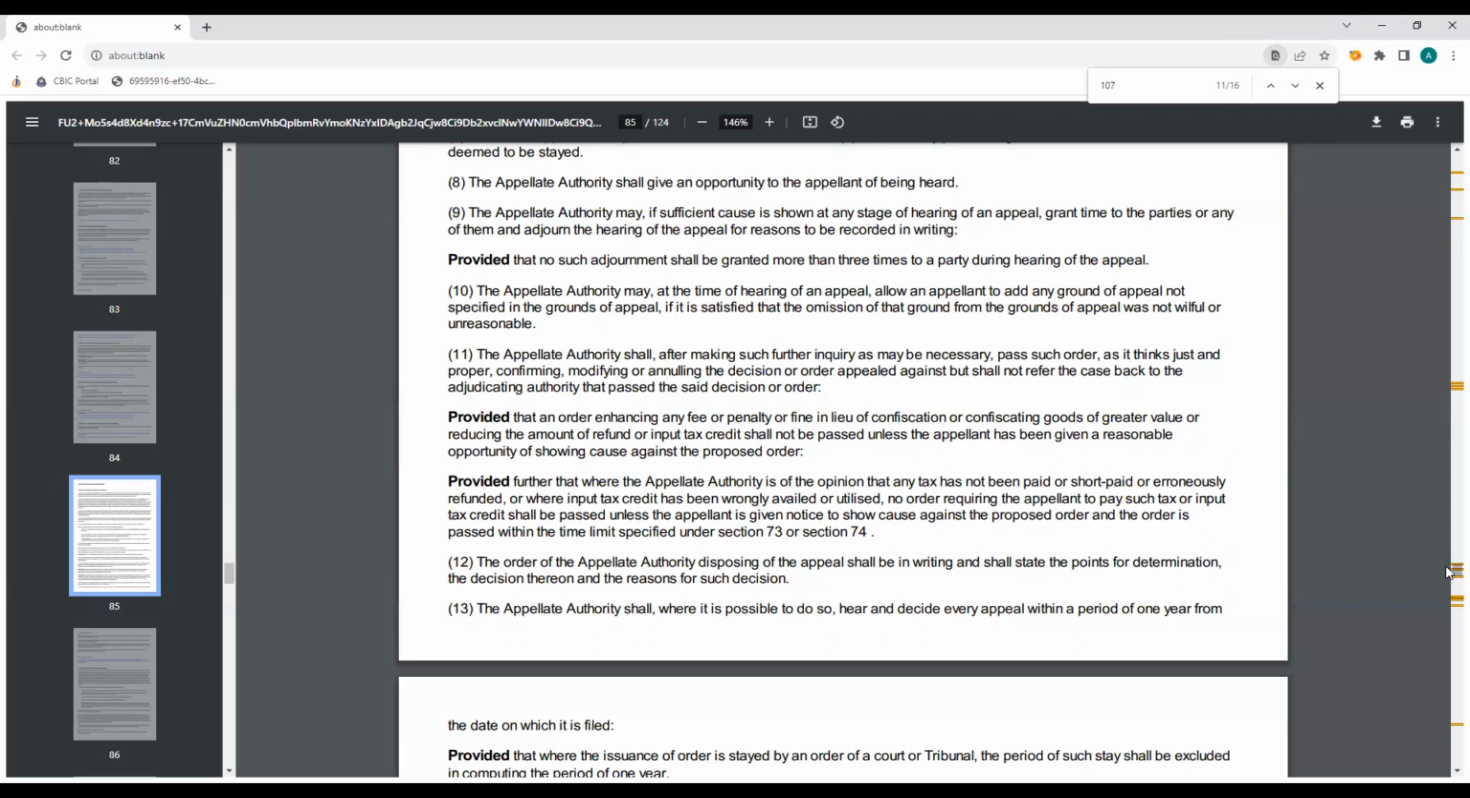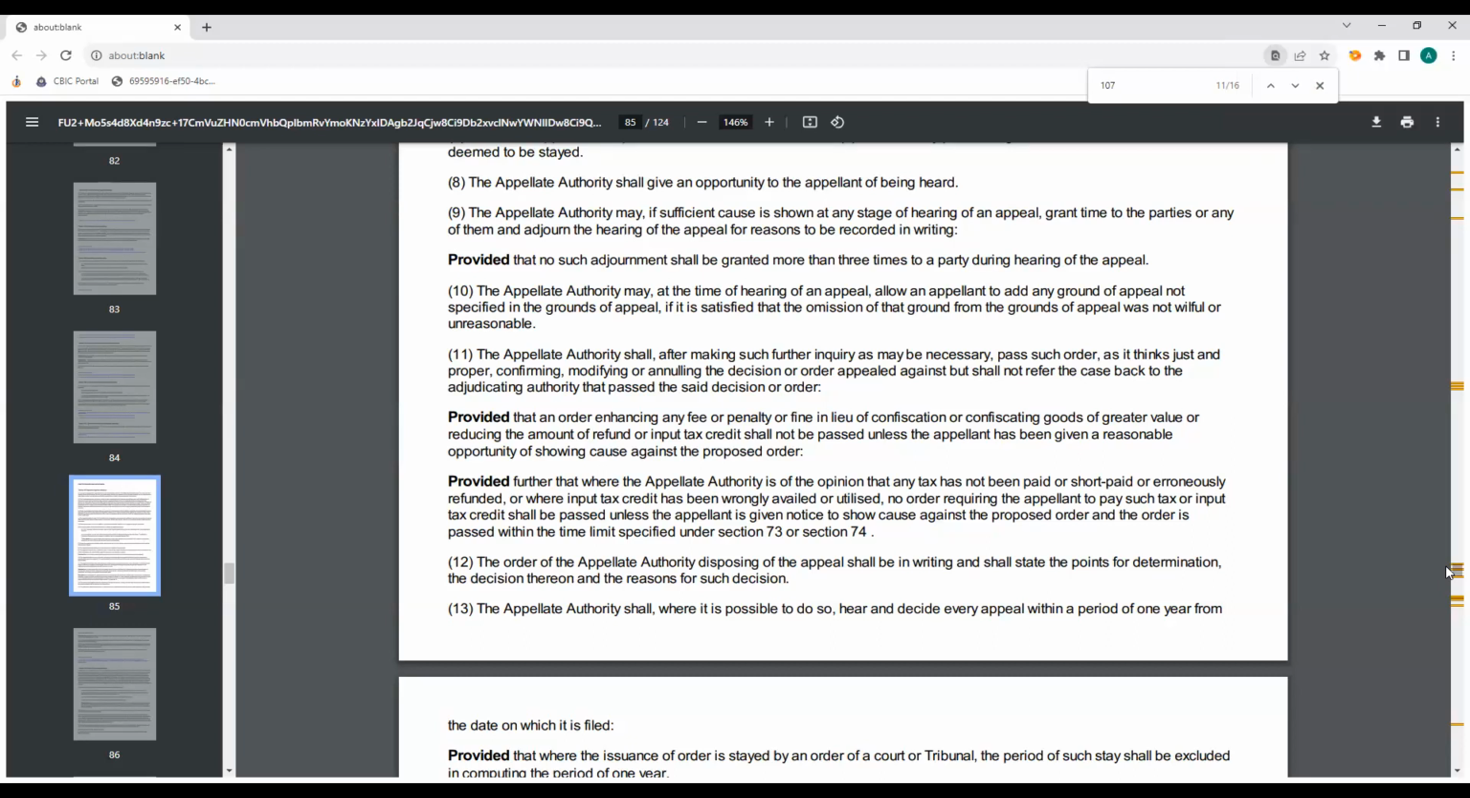Sir, one more thing: if the appellate authority is given the power to issue a show cause notice on some other matters also, then the time limit also has to be seen. Whether the time limit will be applicable or not, that also has to be seen. But that has been provided in the second proviso to section 107.11, that the order has to be within the time limit of section 73-74.